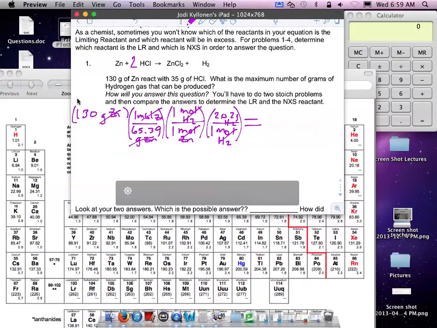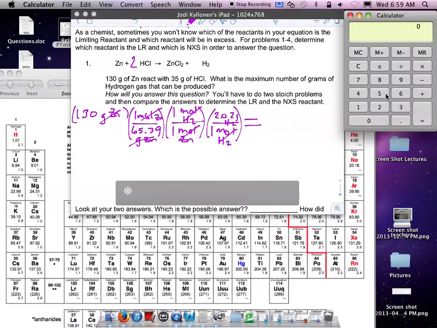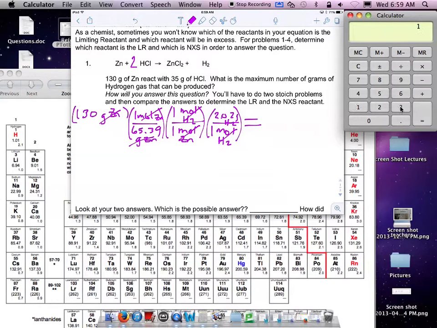To solve, I will multiply everything on the top and divide everything on the bottom. So let's take a look at that. 130 times 1 times 1 times 2.02, and then divided on the bottom by 65.39 divided by 1 divided by 1. I end up with this as my answer.